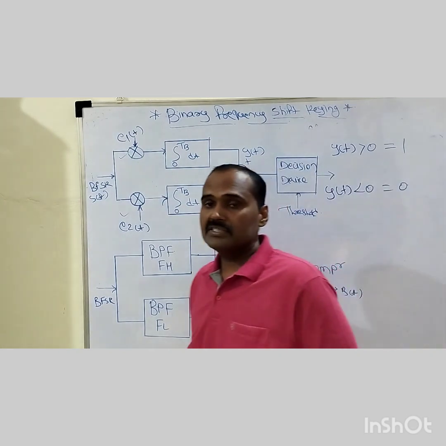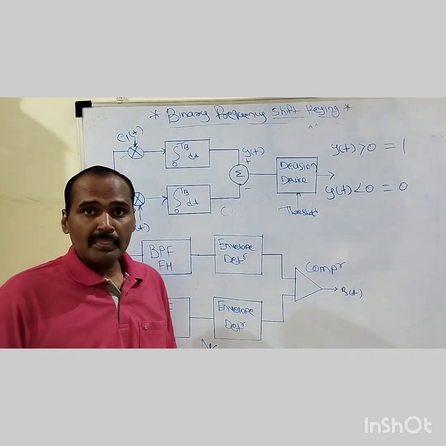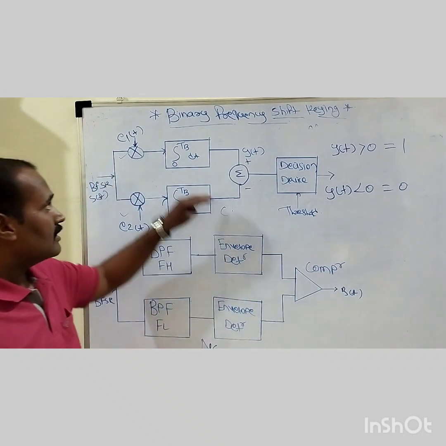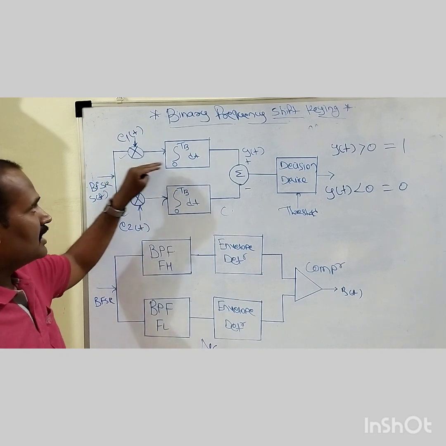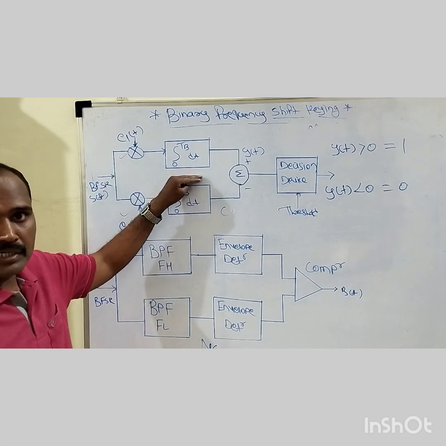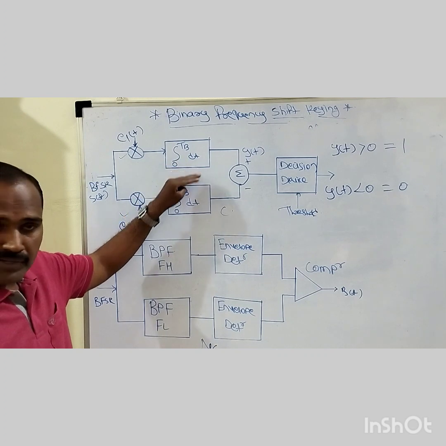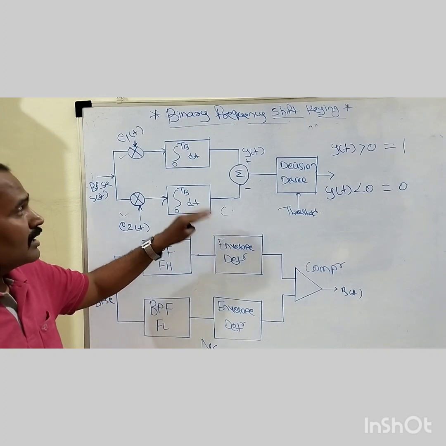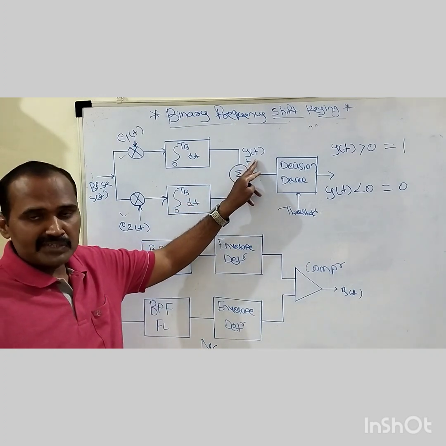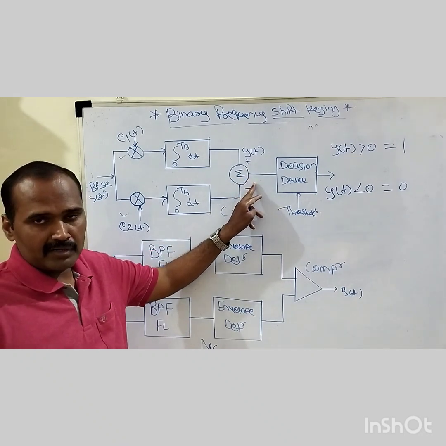Finally this decision device will take the decision in terms of binary 1 or binary 0. This upper section, the combination of multiplier and integrator, can be called a correlator. So the upper correlator is tuned to the higher frequency and the lower correlator is tuned to the lower frequency, FH and FL. Now as you can see, this y(t) is nothing but the output of this combiner, right?